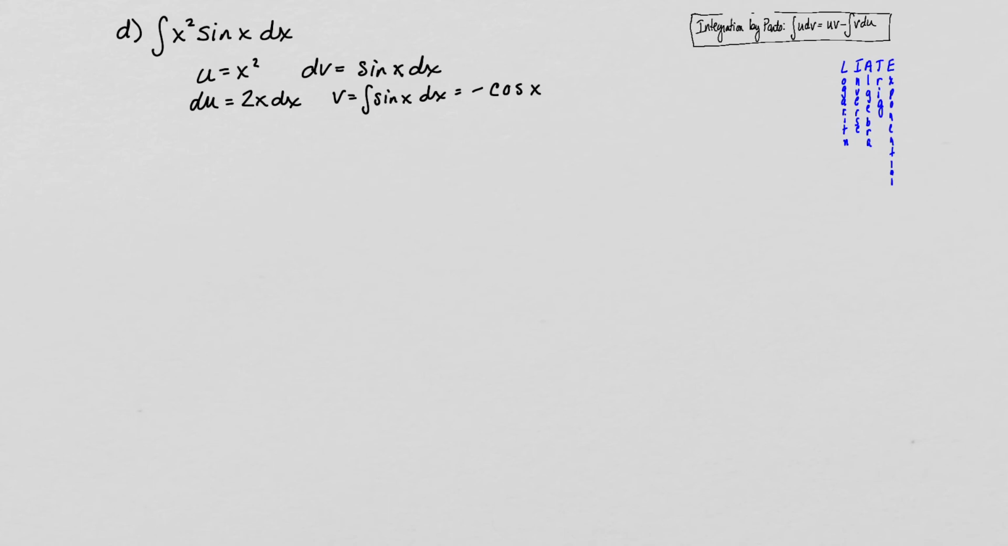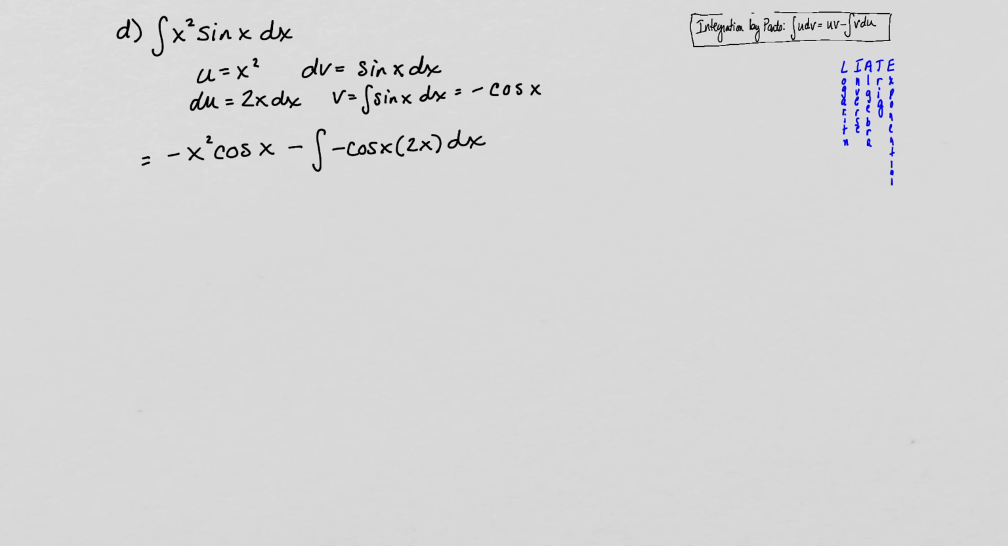Okay, so just like before, I'm going to plug into the integration by parts formula. So we're going to get uv. I'm going to put those two together, right? So I have u, which is x squared, and v, which is minus cosine x. Rather than write x squared times minus cosine x, I'm just going to put the minus in front. So minus x squared cosine x, minus the integral of v du. So minus cosine x times 2x dx.